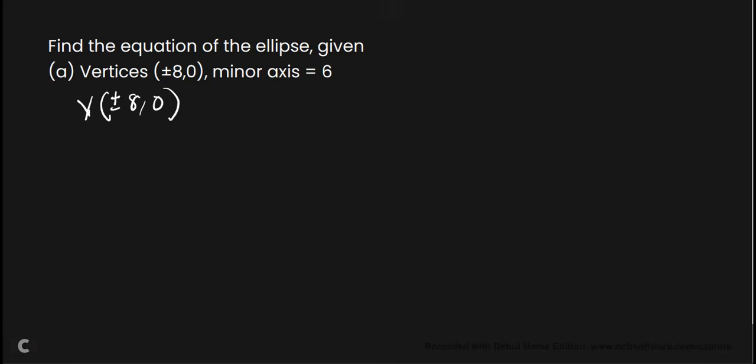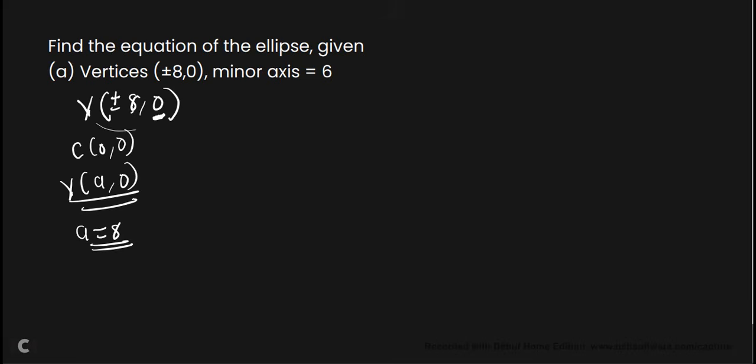So on this part it is showing us that the center is 0 comma 0. Why? Because the vertices is 0 this side, right? So in this situation, this part is your A, because it's supposed to show like that, right? So meaning that your A is 8.